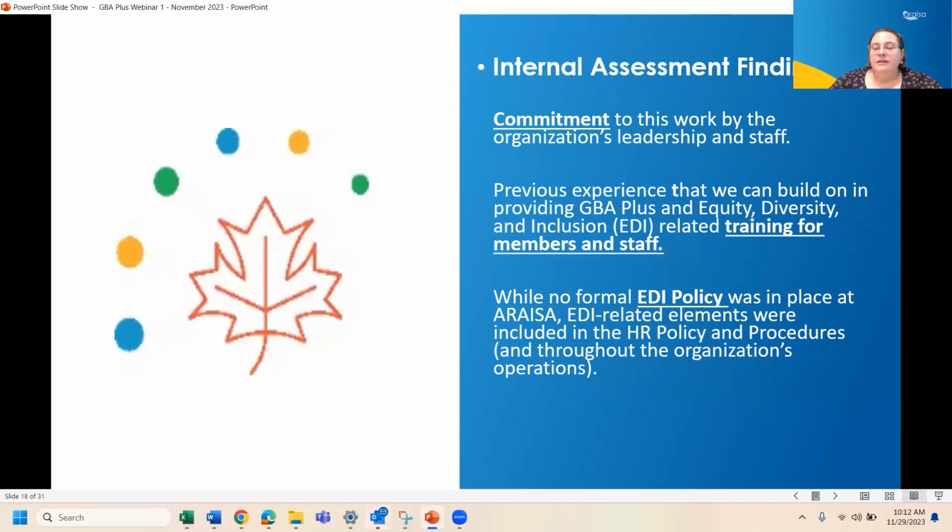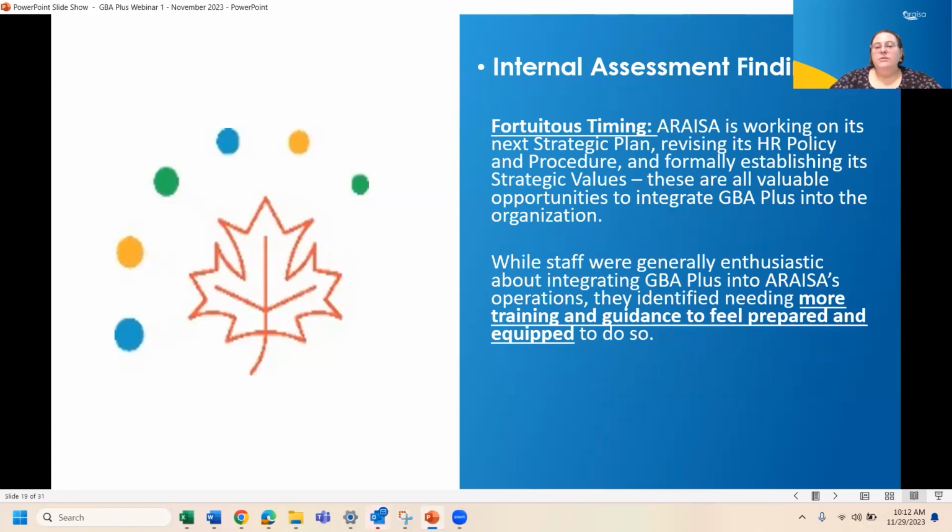for members and staff. And while no formal EDI policy was in place at ERASA, EDI related elements were included in the HR policy and procedures and throughout the organization's operations. And we also benefited from really great timing because we're currently working on our next strategic plan. We're revising our HR policy and procedures, and we're formally establishing strategic values for the organization. So these all represent valuable opportunities to integrate GBA Plus into the organization.